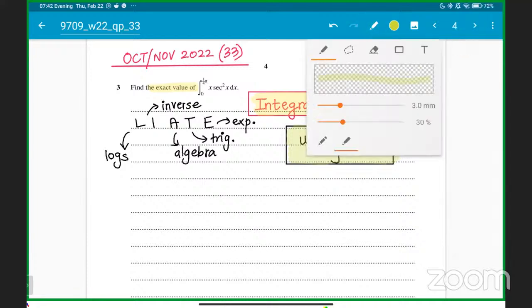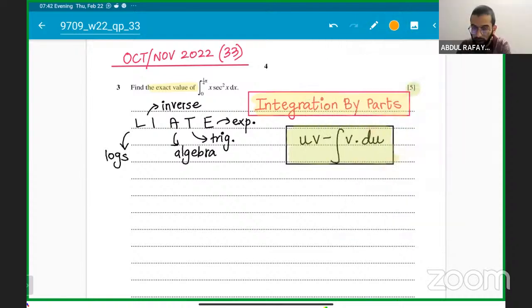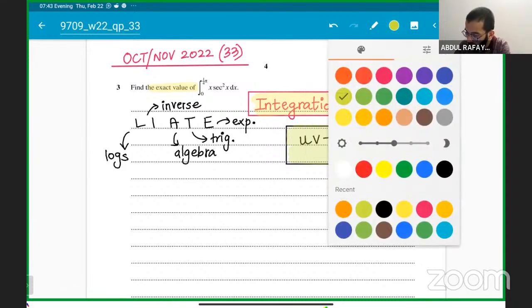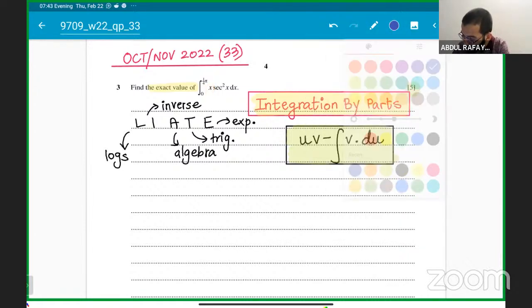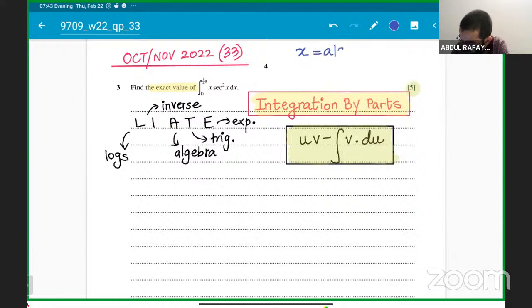So the most important thing is how will you decide that? Whatever comes first will basically be your u. X stands for algebra, and sec square x stands for trigonometry.